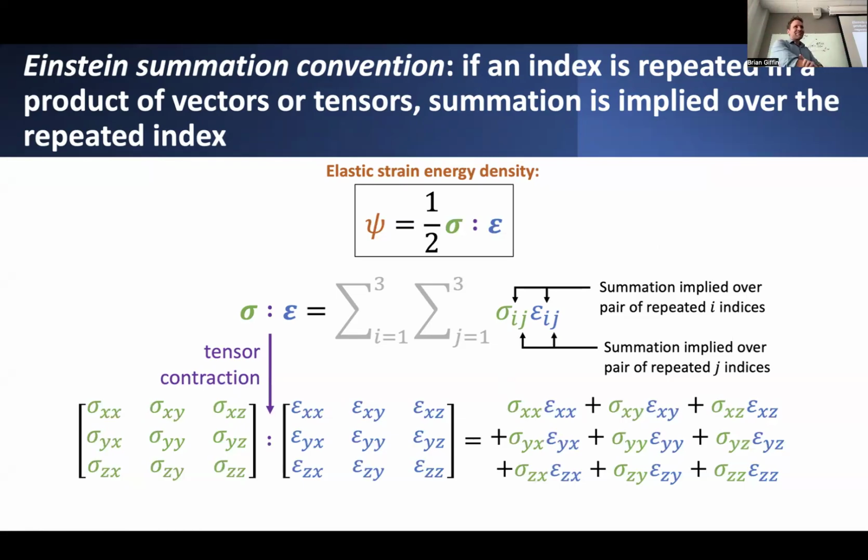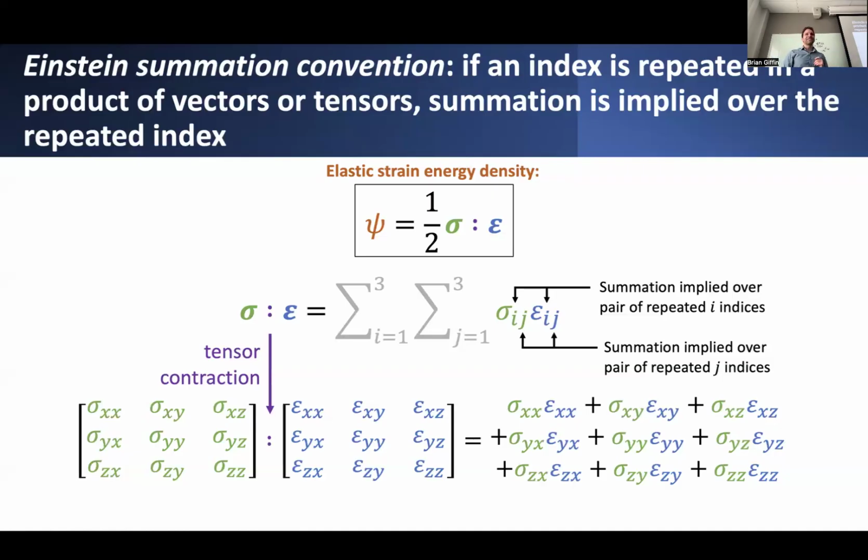Einstein and various other people who came after him were actually quite lazy. They didn't want to have to write this double summation, these sigma symbols and the ranges for those values, because they were doing it all the time. And there was a lot of hassle in writing that out.